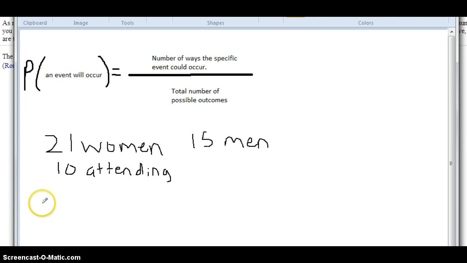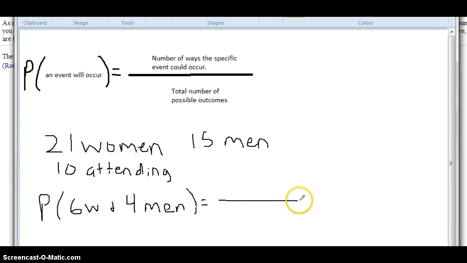The first one, we'll do a couple of these so you can see the way it's set up. But let's do the probability of 6 women, and if there's 10 attending, 6 women would leave room for 4 men. All right, so we want to know out of these 36 people, so it's important to notice that if there's 21 women and 15 men, that is a total of 36 people.